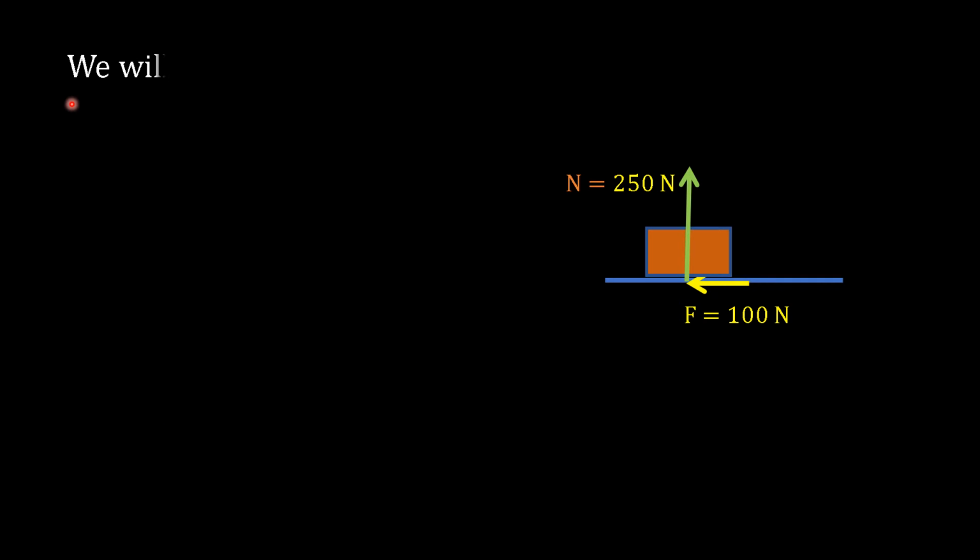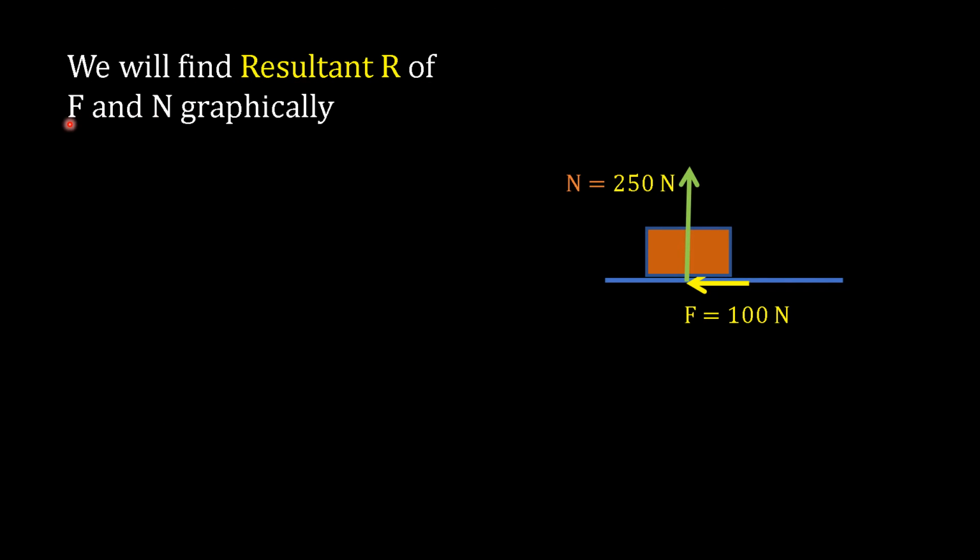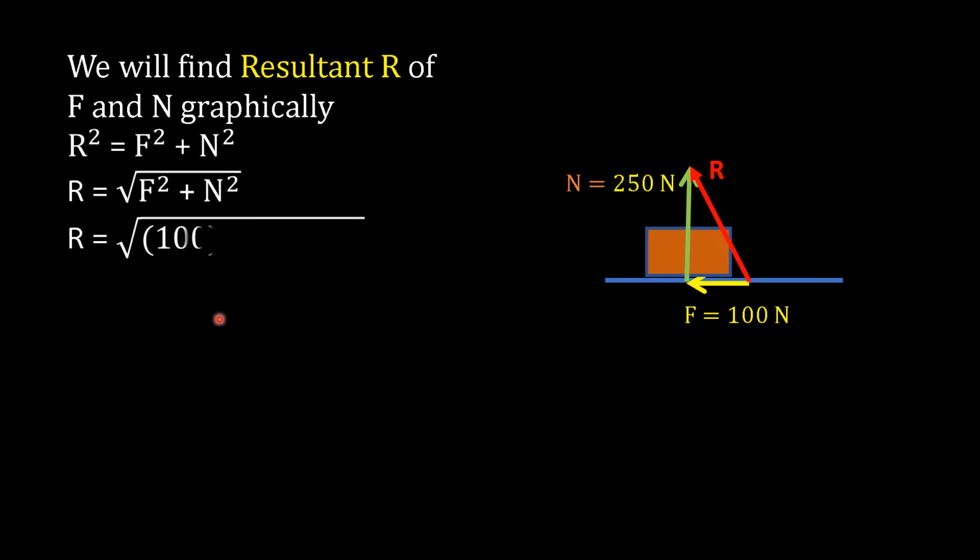We will find resultant of F and N graphically, which is this one. We have R squared equals F squared plus N squared. R is under root F squared plus N squared. Putting 100 for F and 250 for N, we get R equals 269.26 Newton.